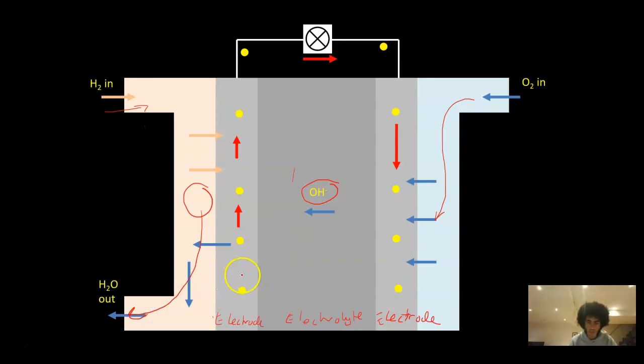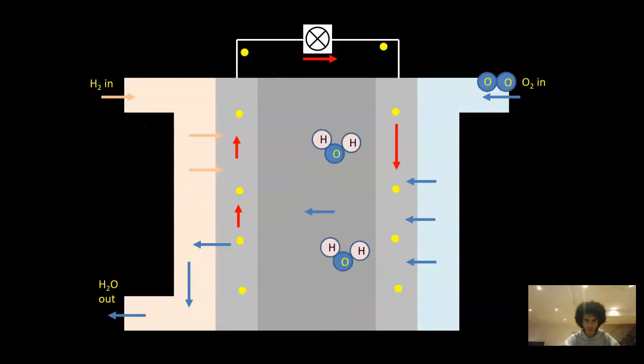The yellow circles represent the electrons which flow around this whole thing, and then here I've got a bulb just to kind of signify the fact that this is like a working circuit. Okay, so that's the electrochemical cell. That is the fuel cell, basically. Let's talk about the right-hand side first of all. Okay, so we're going to talk about oxygen and what happens there.